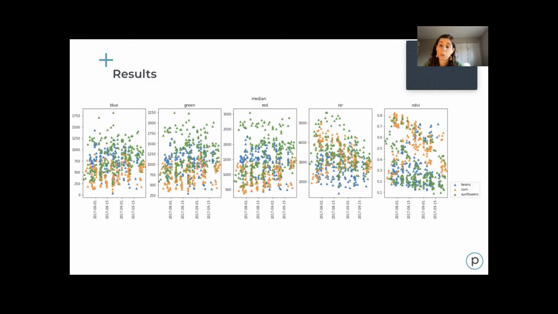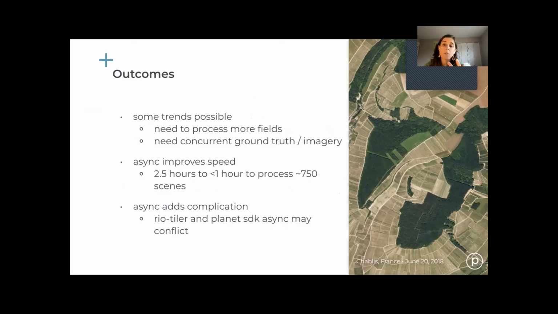And one potential reason for that is that we took the ground truth from 2015 and the imagery from 2017. And we do expect some rotating of crops over those 2 years. However, we do think that we found that there are some trends that are possible and it's worth looking into more. What we need to do is process more fields, and we need concurrent ground truth and imagery. We found that async improves the speed. We went from a processing time of about 2.5 hours down to less than an hour.